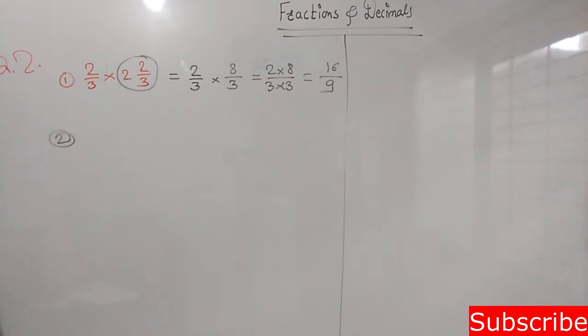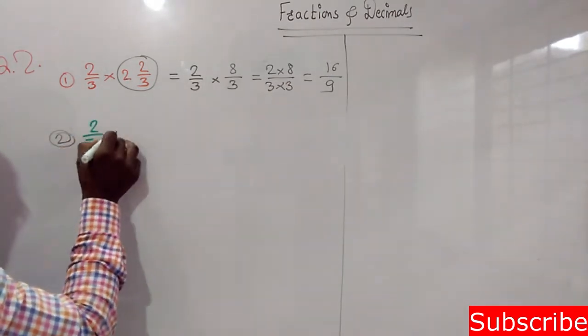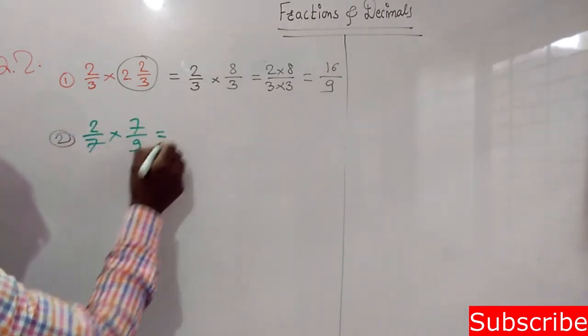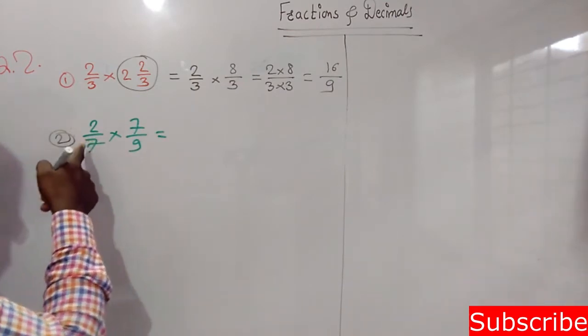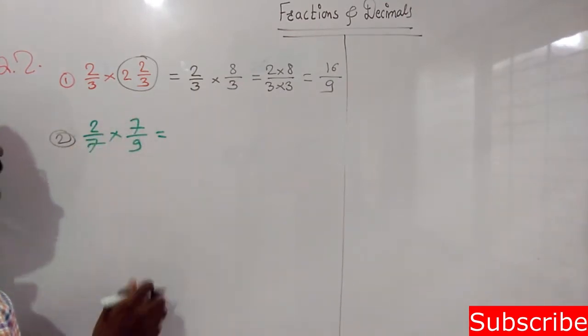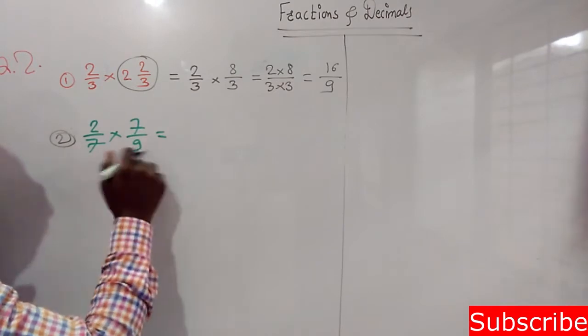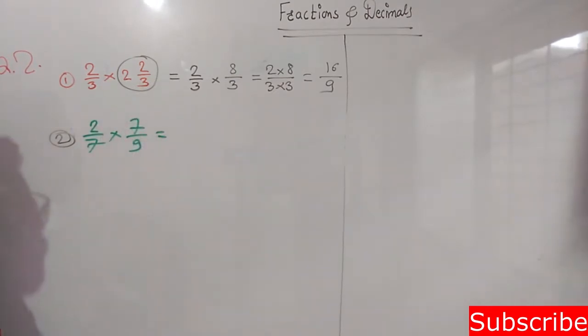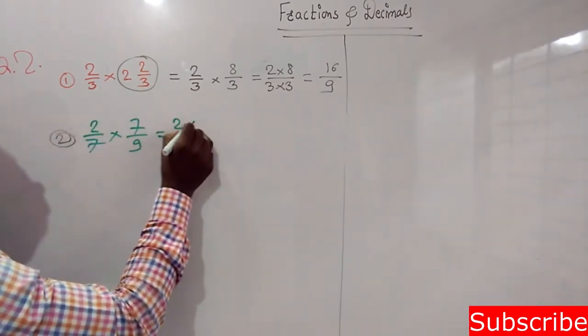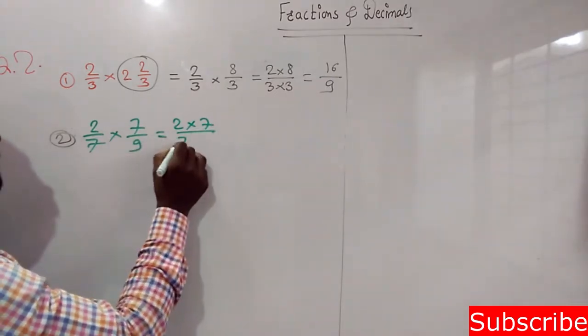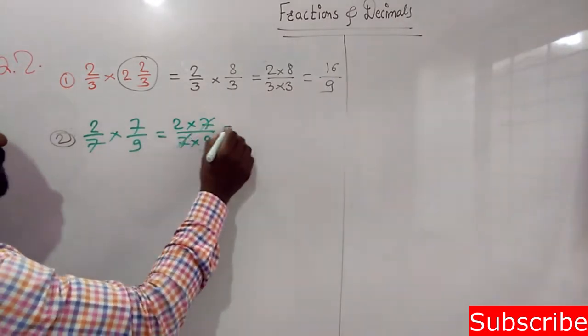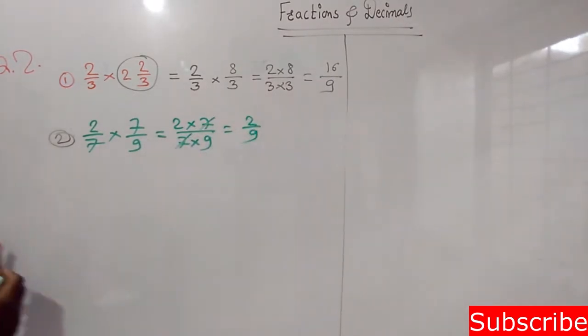Now the second example: 2 by 7 into 7 by 9. Here you can cancel 7 with 7, but we don't want that, we want to explain it in depth. So 2 into 7 divided by 7 into 9. This 7 gets cancelled. 2 by 9 is the answer.